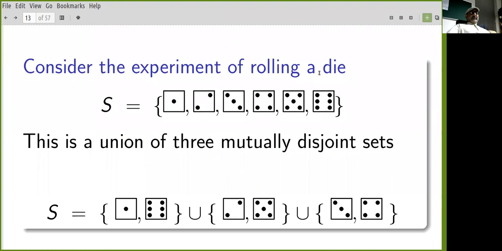Okay, well, let's try another one. Now I'm rolling a die, and I record the results: 1, 2, 3, 4, 5, 6. Those are all the possible results, and that's my sample space. Now I'm going to break that sample space up as the union of three mutually disjoint sets. So let's say there's one event rolling a 1 or a 6, another event rolling a 2 or a 5, and another event rolling a 3 or a 4. If I take the union of these events, I would get S. And if I take the intersection of any two of these events, I would get the null set, or the empty set. Okay, so here S is the union of three mutually disjoint sets, and the sets are said to partition S.